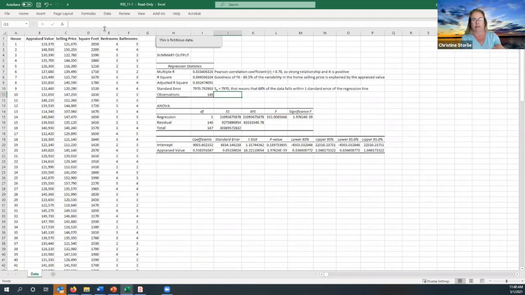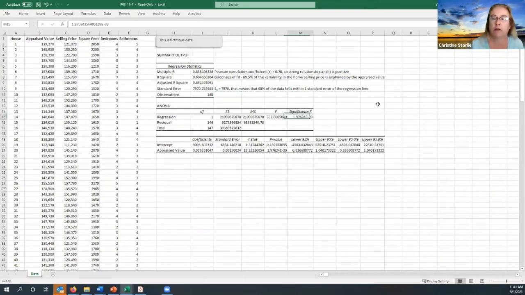So that's kind of abstract. It doesn't mean a whole lot in my head. So just round it to $8,000. So we're saying plus or minus $8,000 on either side of that line is 68% of the data. Is that a good fit or not? That's hard to say. Standard error becomes much easier to understand and much more relatable when you start making predictions, because you're making a prediction for this particular appraised value.